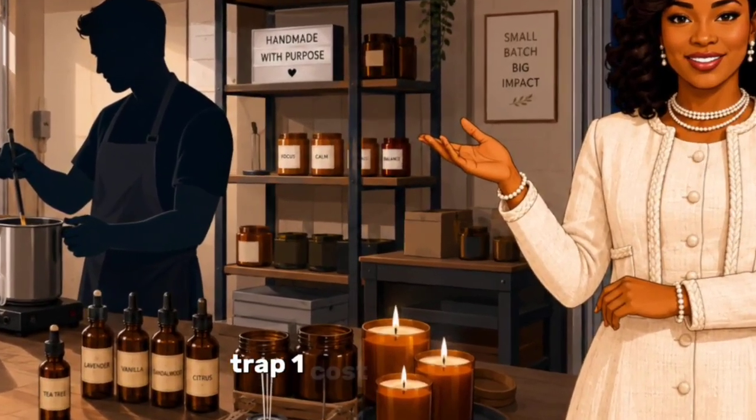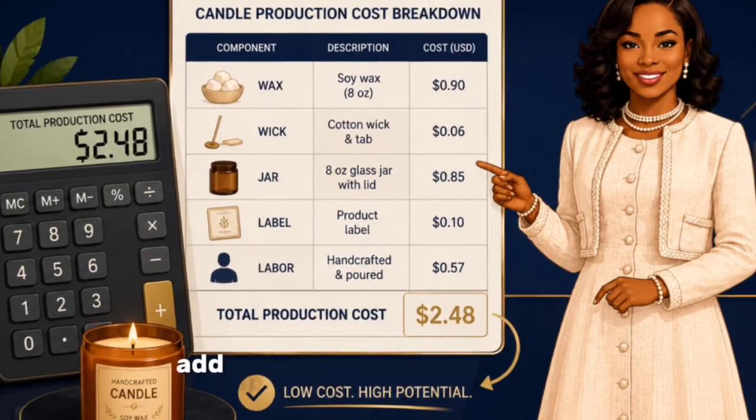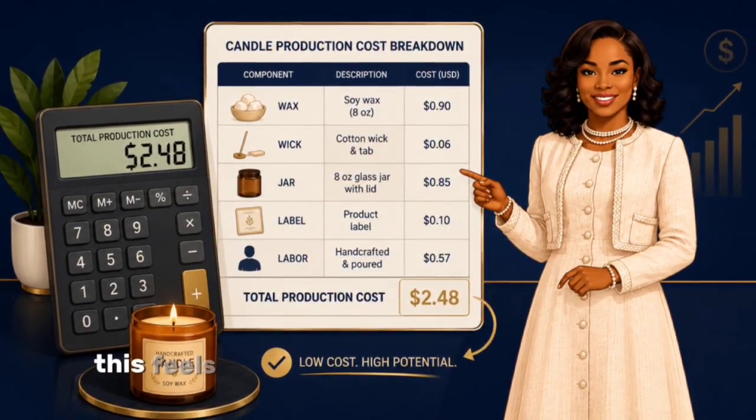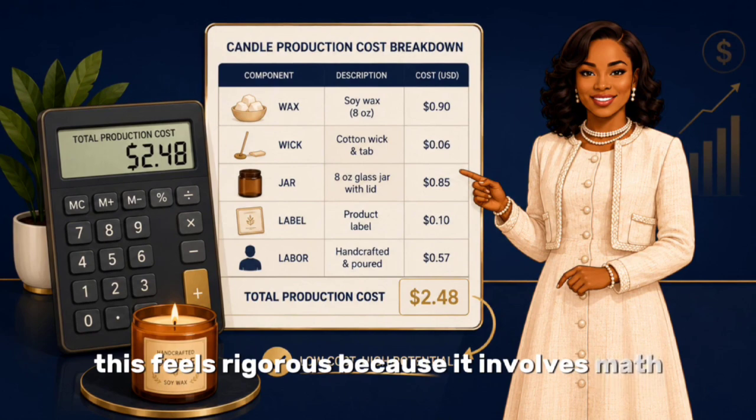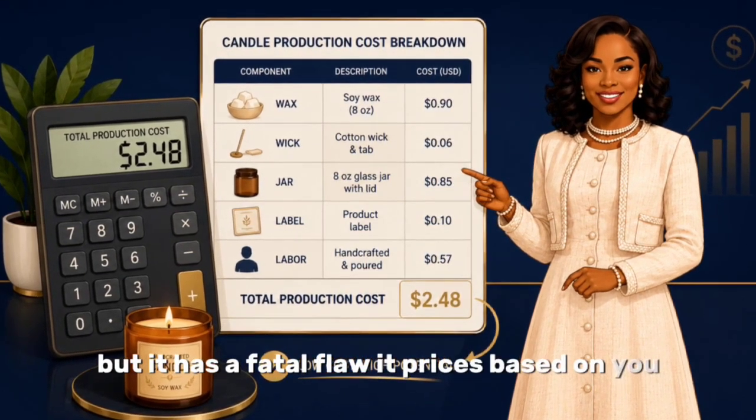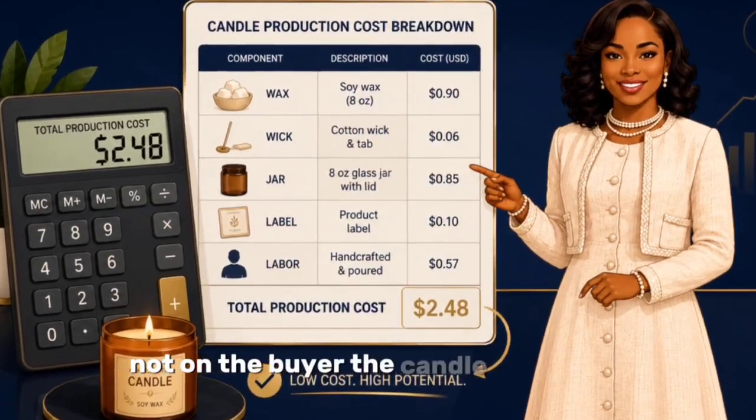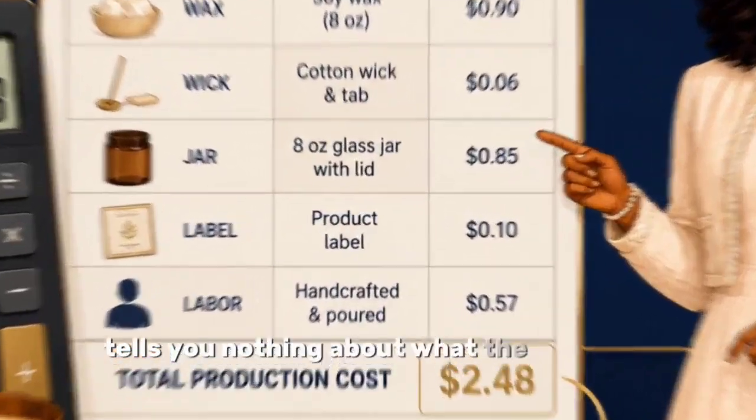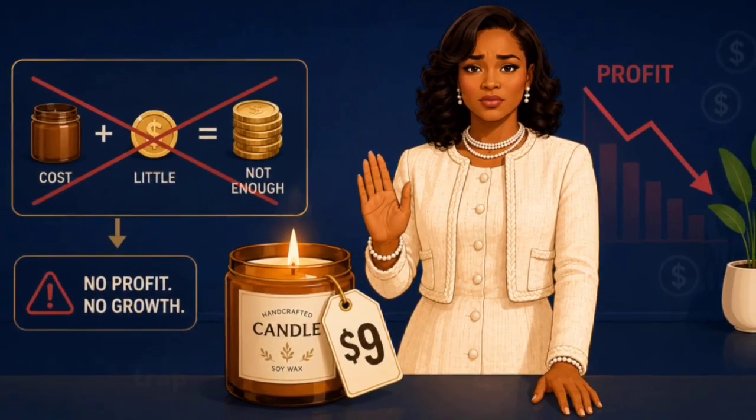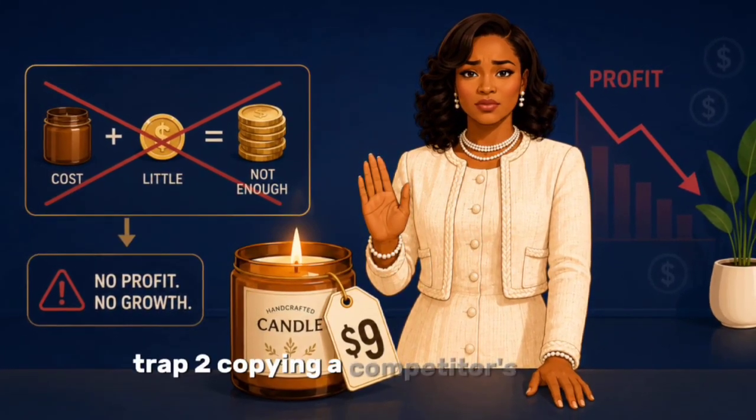Trap 1, cost plus pricing. Add up what it costs you, tack on a margin, done. This feels rigorous because it involves math, but it has a fatal flaw. It prices based on you, not on the buyer. The candle guy's cost tells you nothing about what the candle is worth to the person buying it as a gift for their mother. Trap 2, copying a competitor's number.